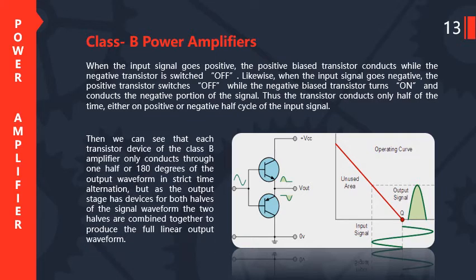Then we can see that each transistor device of the class B amplifier only conducts through one half, or 180 degrees, of the output waveform in strict time alternation. But as the output stage has devices for both halves of the signal waveform, the two halves are combined together to produce a full linear output waveform.